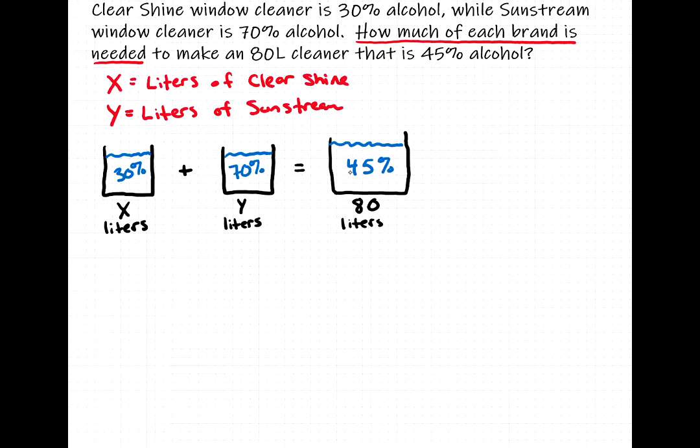So we could convert this into two equations. First, an equation for the total amount of liquid. Well, if we take X liters of the first and add that to Y liters of the second, we end up with a total of 80 liters. So there's equation number one.